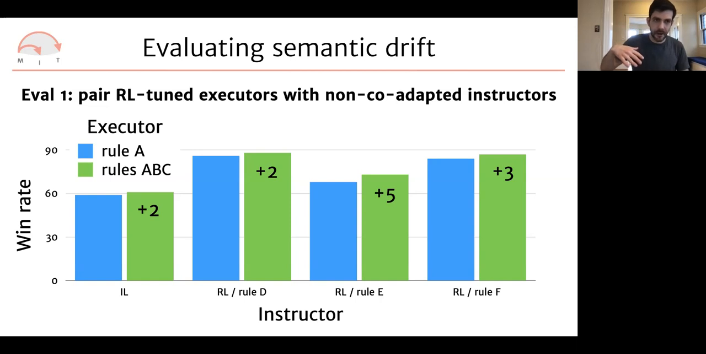So if we pair executors that have been fine-tuned against one instructor versus executors that have been fine-tuned against many instructors, and then we evaluate them on instructors that weren't the ones they were paired against, you see small improvements.